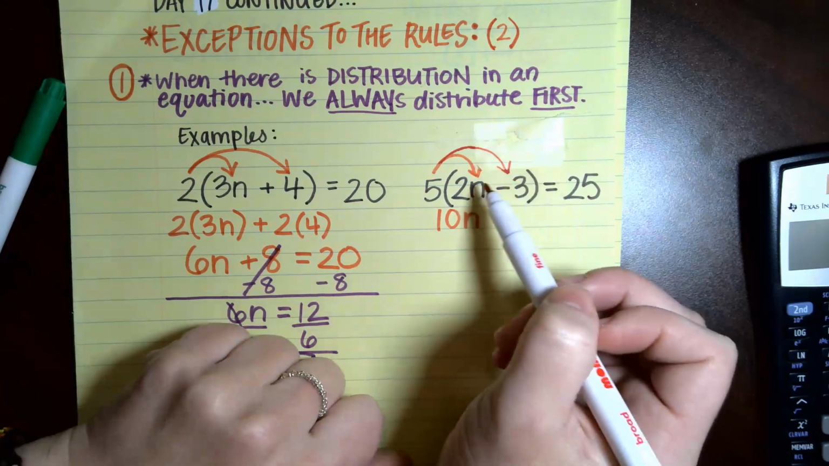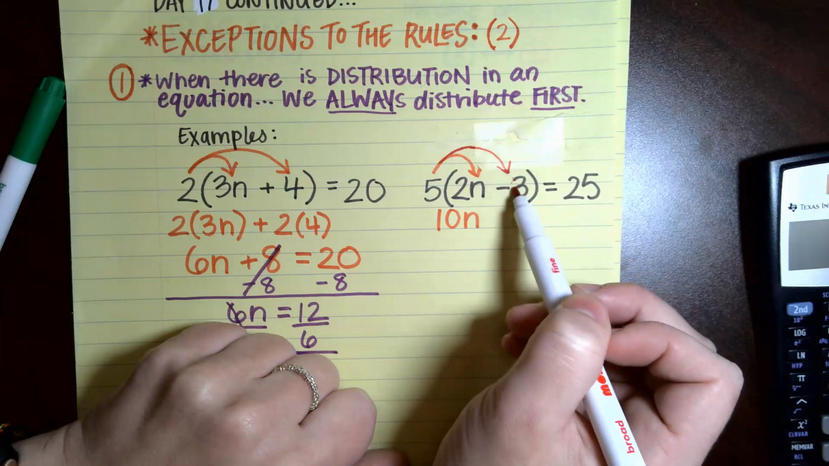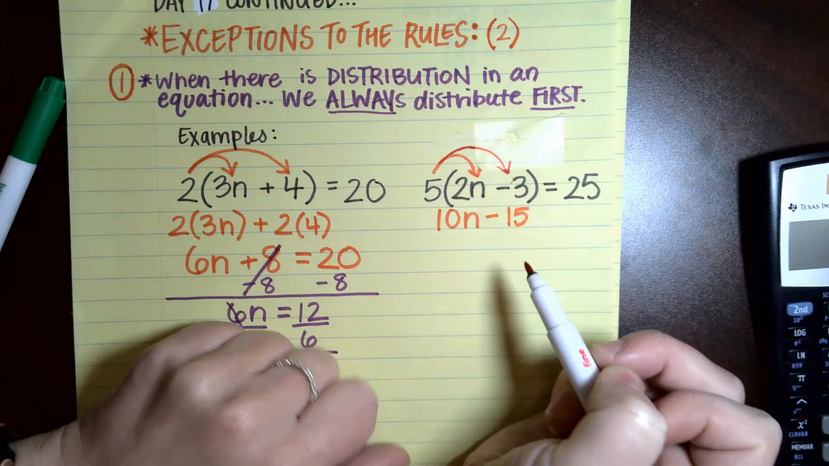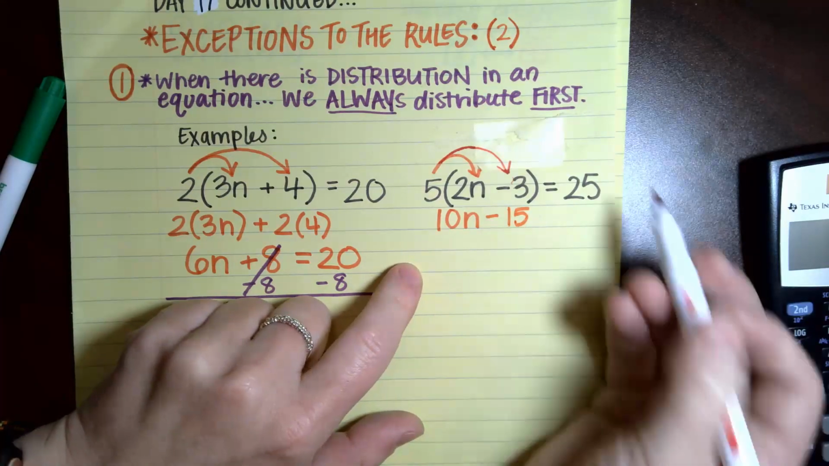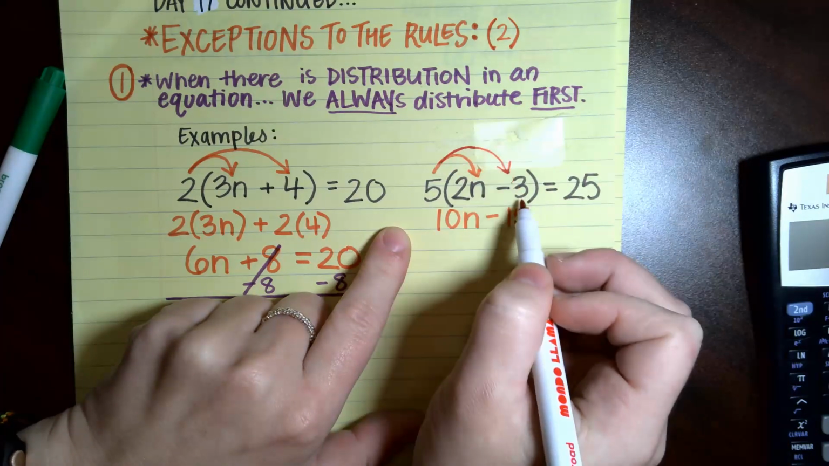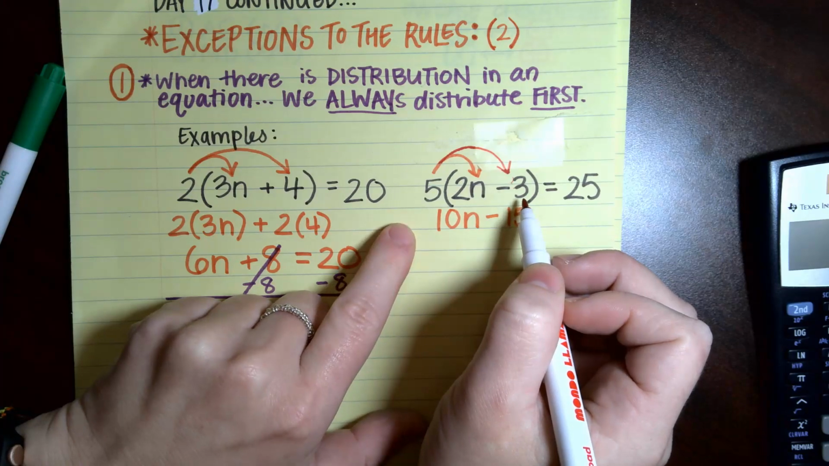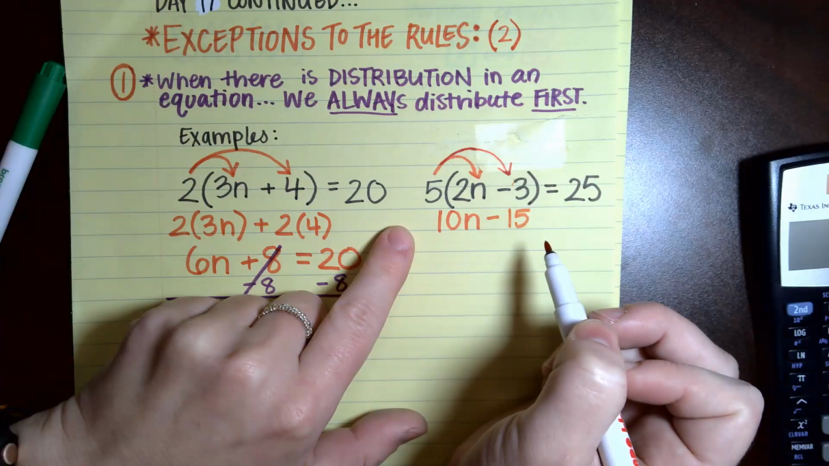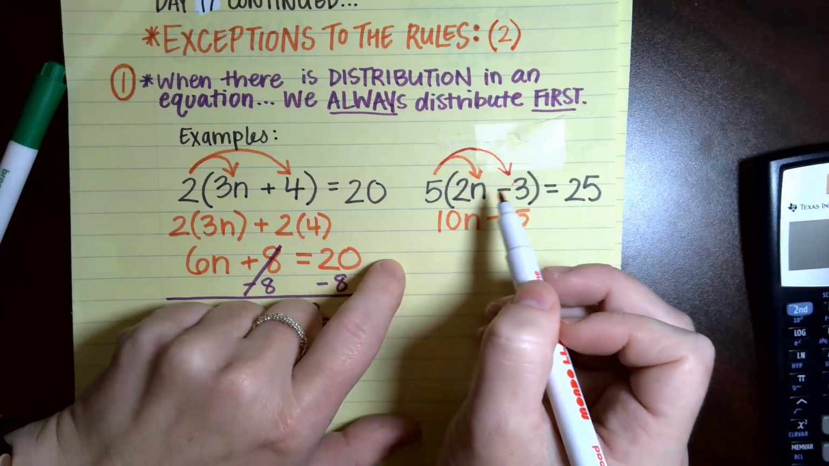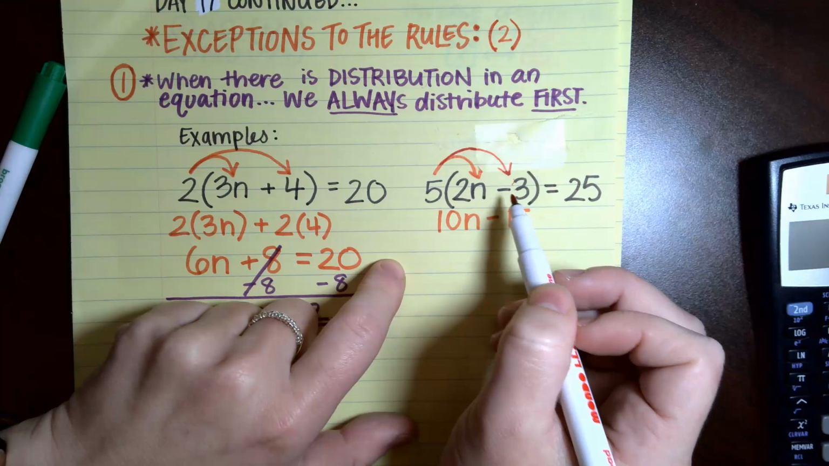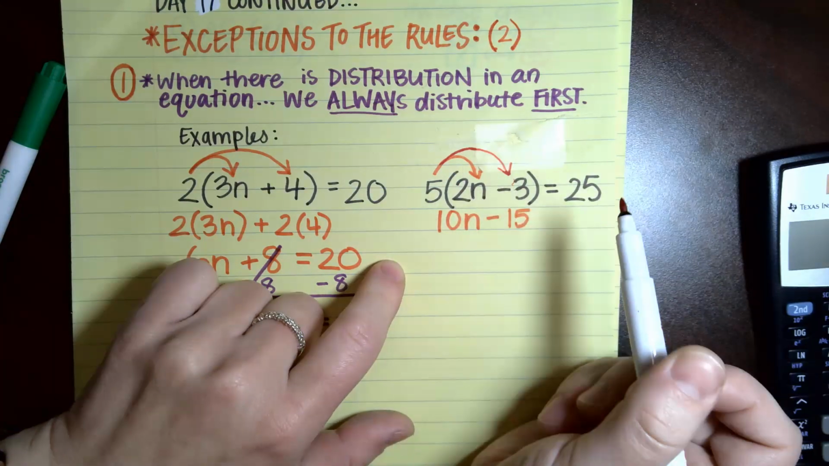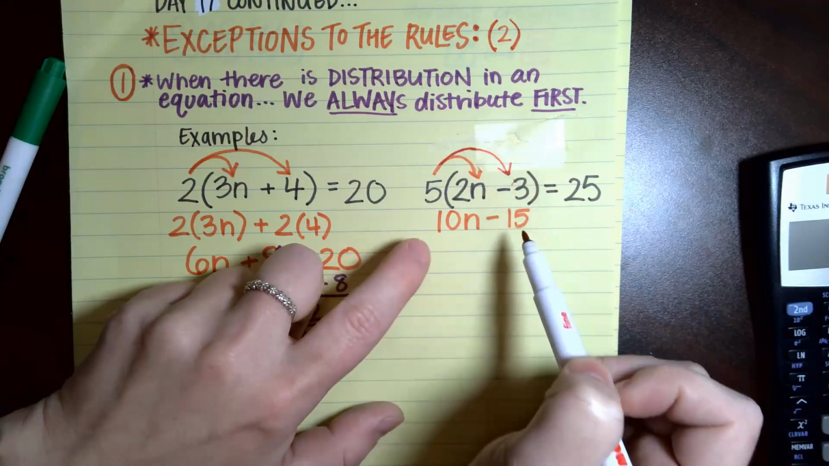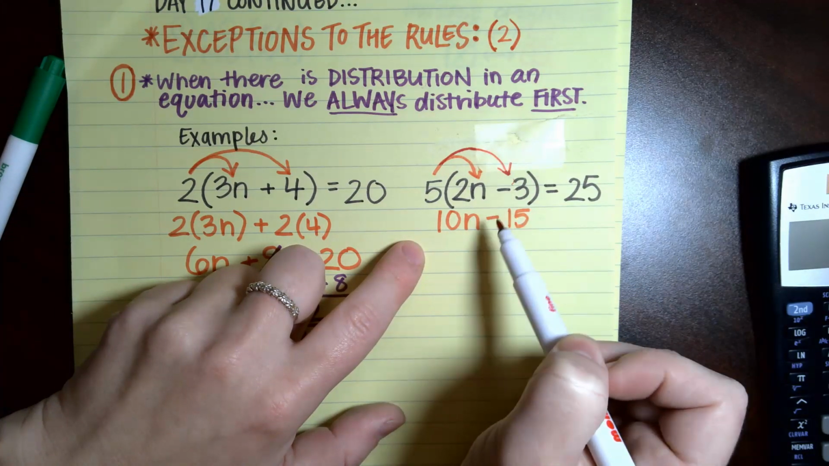We could think of it as 5 times 3 is 15 and bring down the negative sign or the minus sign. Or we could think of this as 5 times negative 3. And just remember that because we get negative 15, it'll be minus 15. Okay, so if we have a negative or a minus within distribution, we need to remember our multiplication rules. Positive 5 times negative 3 is going to give us negative 15.